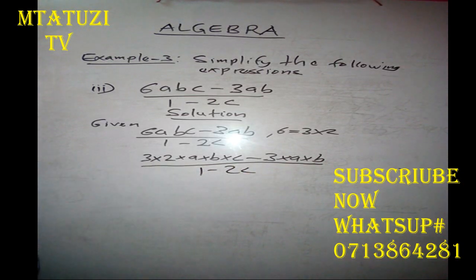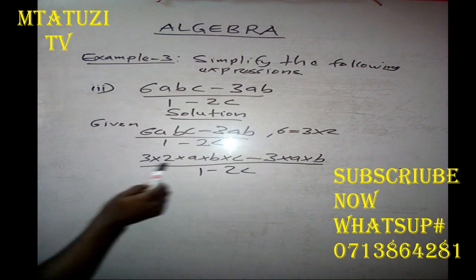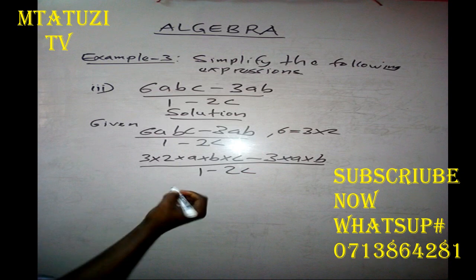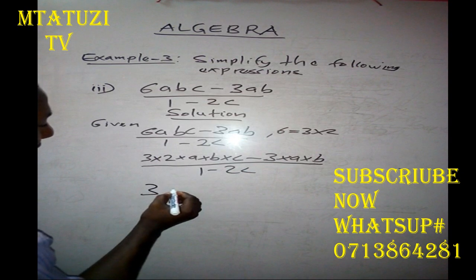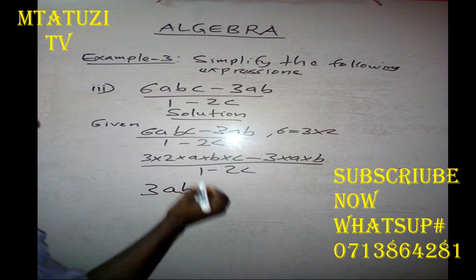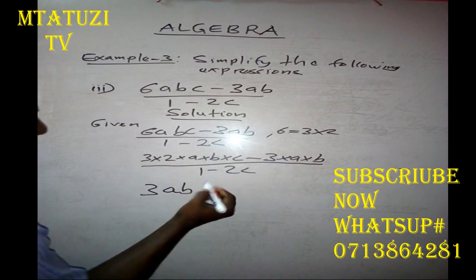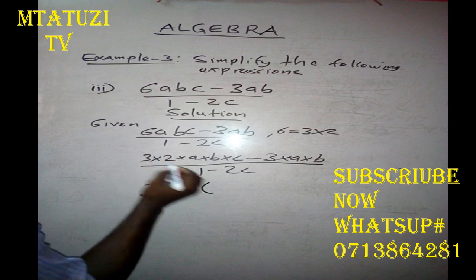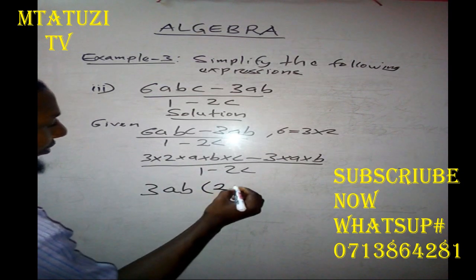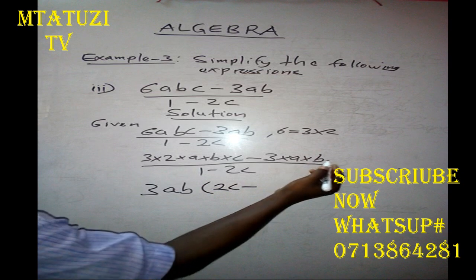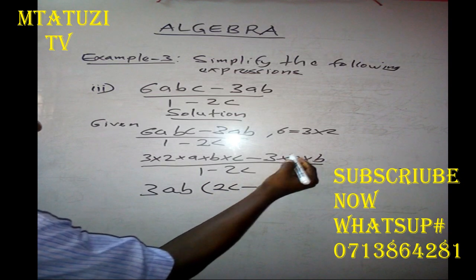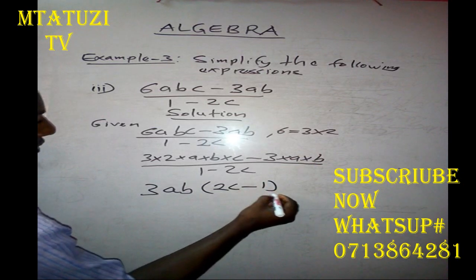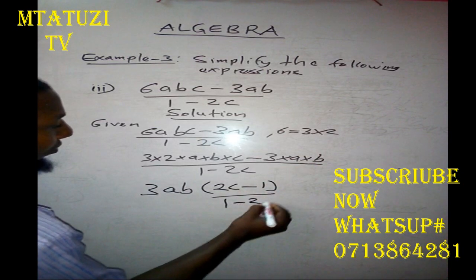So we factor out 3 and 3, and then A and B. We factor out 3, we factor out A, we factor out B, because they occur in both terms. So we factor them out, and then here we remain with 2C minus, here remains once because all of them are out, so remains once, divided by 1 over 2C.